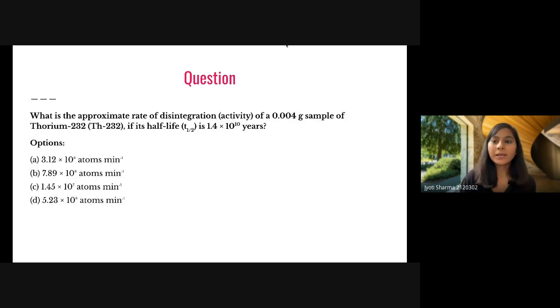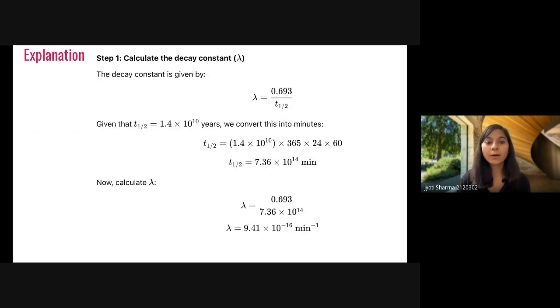Based on that, I have one numerical question. Let's say you have a 0.004 gram sample of thorium, and you know the half life of thorium is 1.4 into 10 raised to power 10 years. Can you calculate the rate of disintegration? How can you calculate it? The answer is B, and let me show you how.